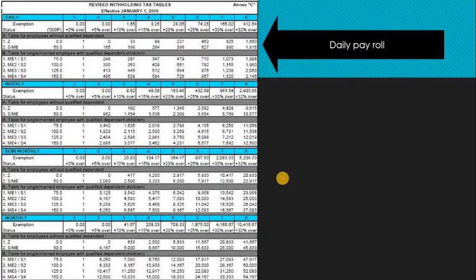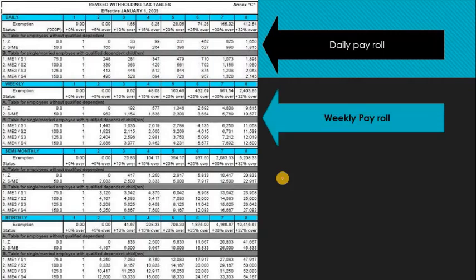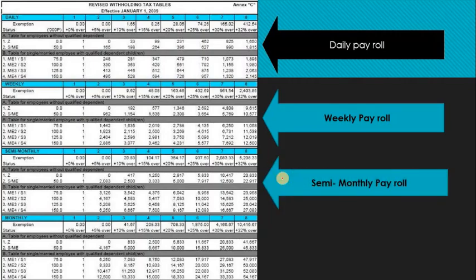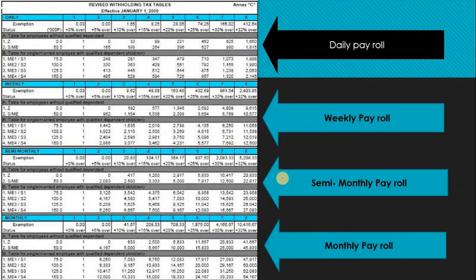First is daily payroll. It means you receive your salary daily. Weekly, you receive your salary weekly. Then semi-monthly, you receive your salary every 15 days, or monthly, you receive your salary monthly. So you have to identify the system of your payroll, when you usually receive your salary. Then you're going to refer to that particular column.